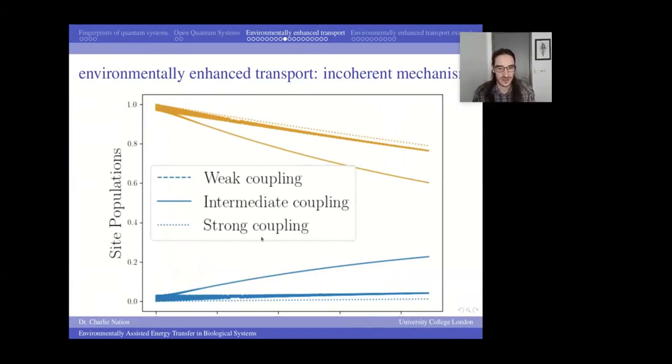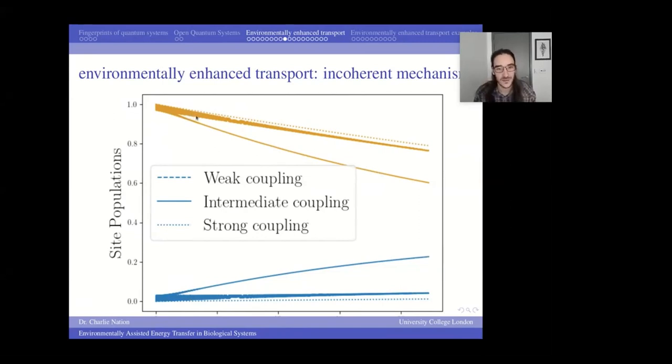So you can see, for example, here, three values chosen to be weak, intermediate, and strong. And this is, I'd say, not particularly fine-tuned. If I fine-tuned this, we could see the intermediate coupling even faster. But I just chose a few values that are of more relevance. So for the weak coupling here, we see a very, very small, slow decay and a very, very slow growth of the second site population. These are site populations plotted, where I've initialized the system in site one, and we can see the growth of the population of site two is much faster for the intermediate coupling.